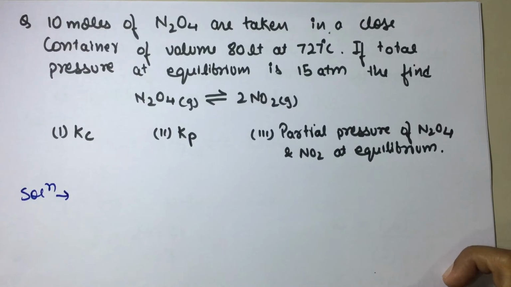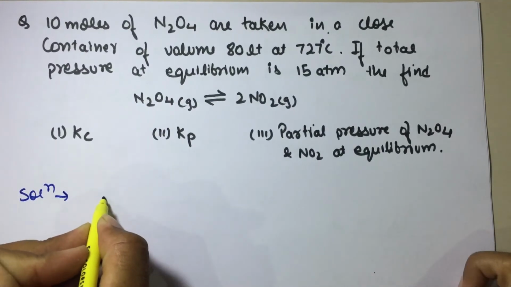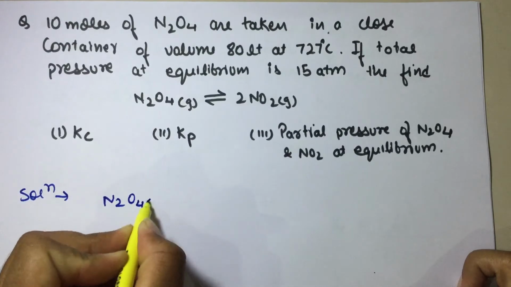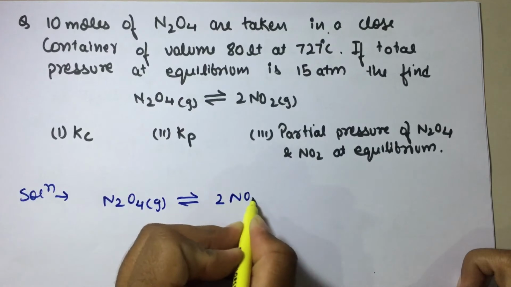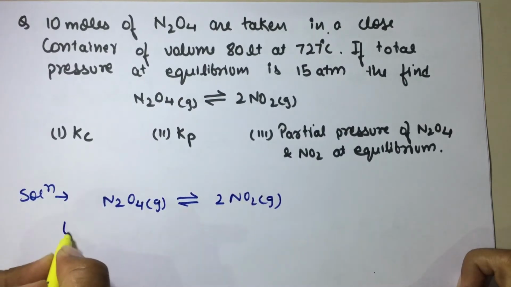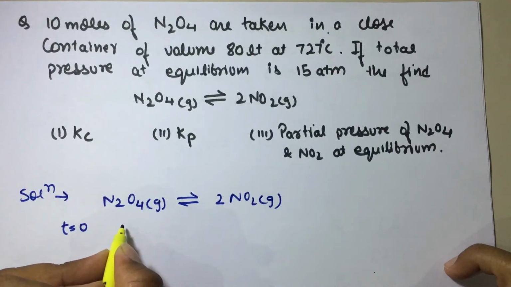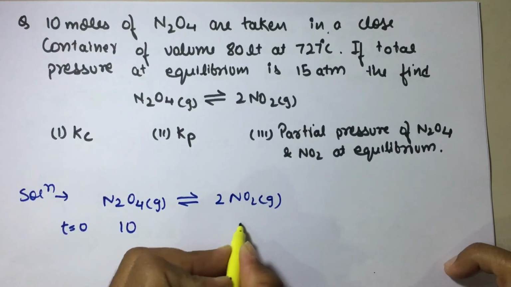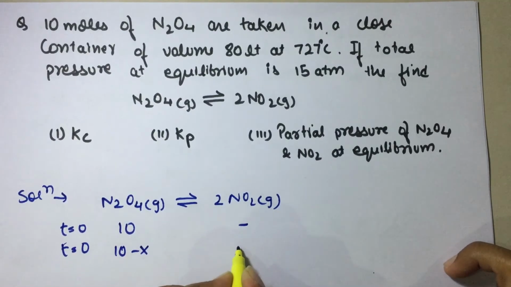Again we start with the same sequence. First we have to write the equation N2O4. Never go for shortcuts. You have to write the equation again in the solution. At t equal to 0, the initial moles of N2O4 is 10, and at equilibrium it will be 10 minus x, and NO2 will be 2x.